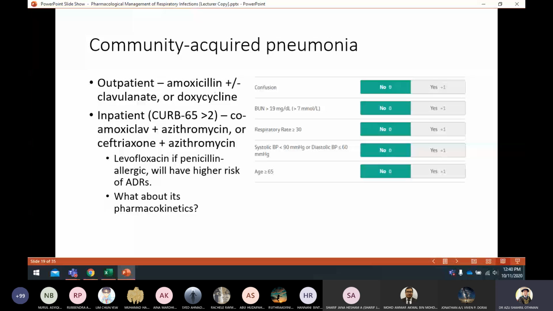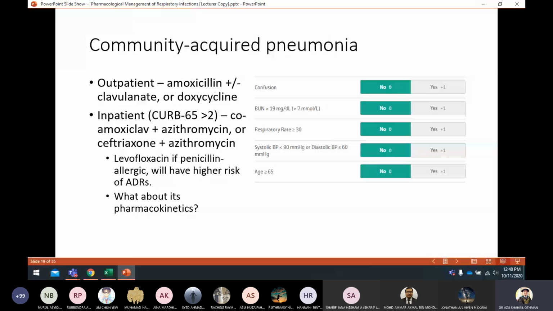Okay. So if the patient is penicillin allergic, similar to just now, change to a quinolone. So you consider levofloxacin if the patient is allergic to penicillin.